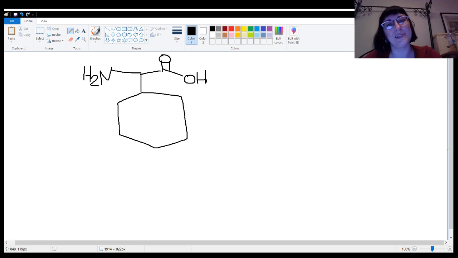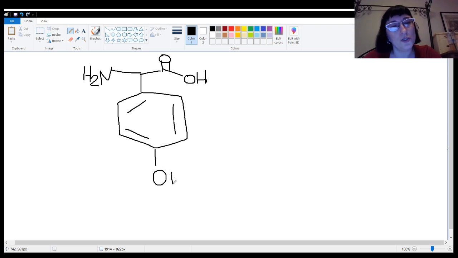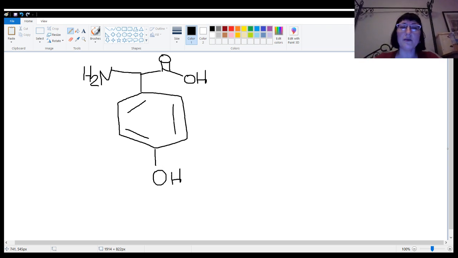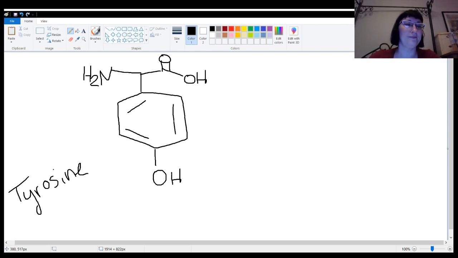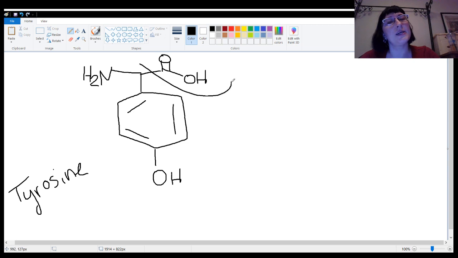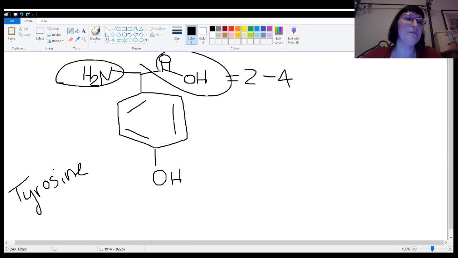So amino acids have an amine and an acid. That's where they get their name. Okay. So this is the amino acid tyrosine, just in case anybody cares. It has a carboxylic acid functional group on it, right? It has a pKa of about 2 to 4. It has an amine, and in the body, it looks like that because it's in water. And so the protonated version has a pKa of about 8 to 10.